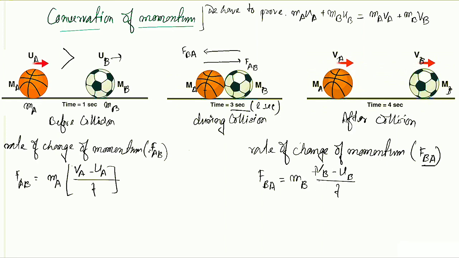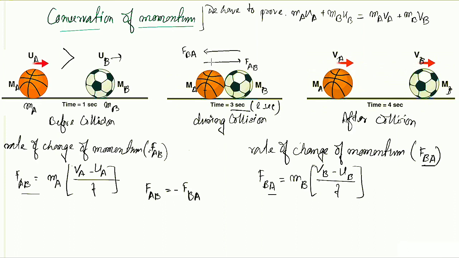Once you divide something by t, it is going to be the rate. By the way, we have got F of AB as this one and F of BA as this one. Now, from the concept of the third law of motion, two forces, when they are acting and reacting, are equal in magnitude but have different directions. So we can write F of AB is equal to F of BA, but the directions are opposite.